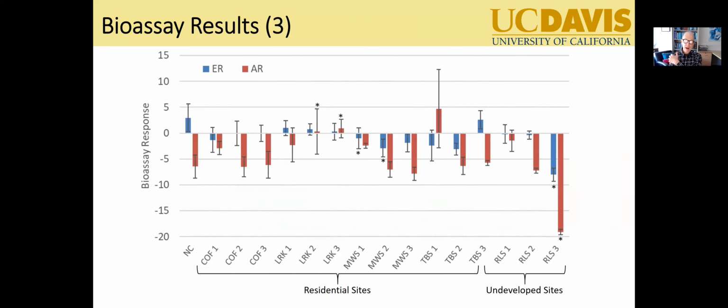And then the third pair is the estrogen receptor and androgen receptor assays. And in this slide, the positive control is not shown because, as you'll see, the bioassay responses are much smaller and quite a number of them are negative. This is that antagonistic effect that I was discussing earlier. And so when we see a negative response like this, what it means is that there's some leftover testosterone or estradiol in the system, and the presence of the extract is actually suppressing that compared to the controls.